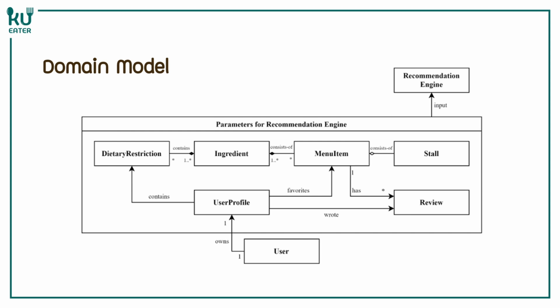And for the domain model here, we have things that are going to be parameters for our recommendation engine, which is the menu item, of course. Inside we have ingredients, and there are going to be some dietary restrictions bound with the ingredients, so we can customize that to our liking.